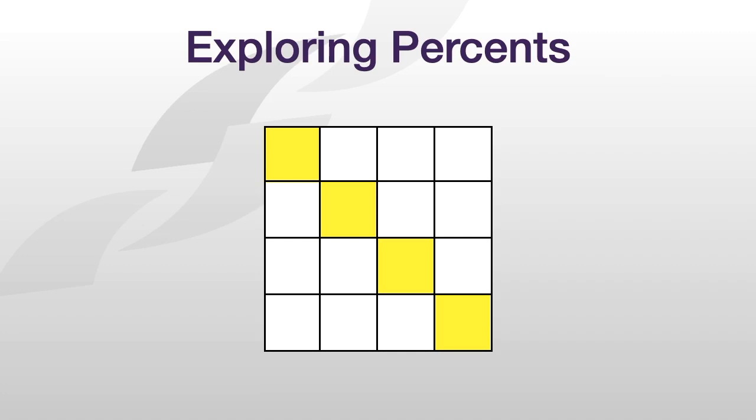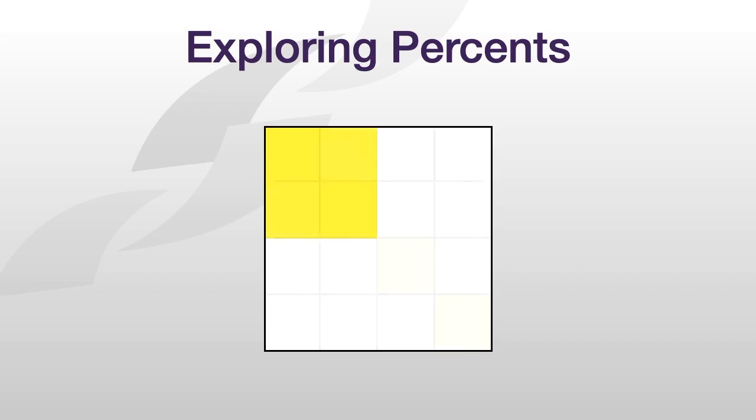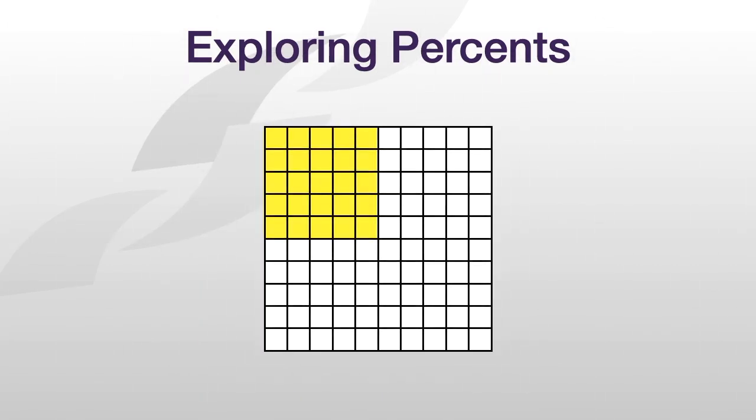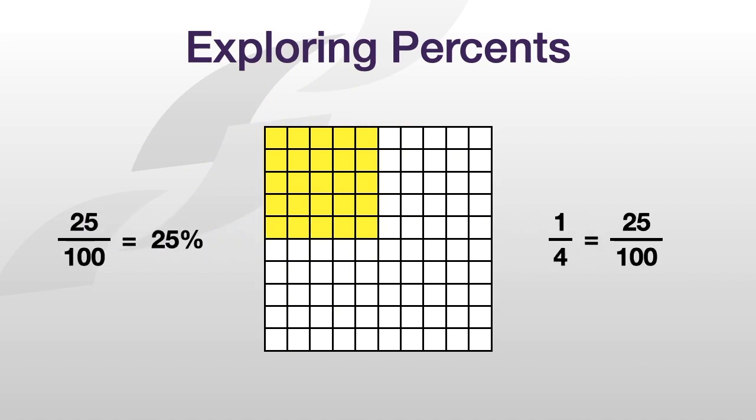What if, rather than 4 squares, the square was divided into 100 squares? This shows that 1/4 is equivalent to 25 hundredths. We say this is 25%. A percent is a part-to-whole ratio in which the whole is 100. Percent means of 100. We'll further explore percents in the following investigations.